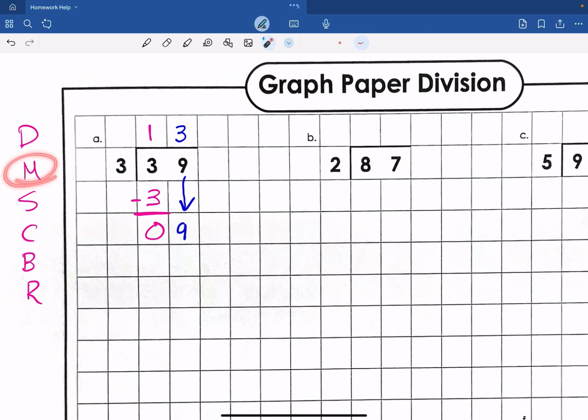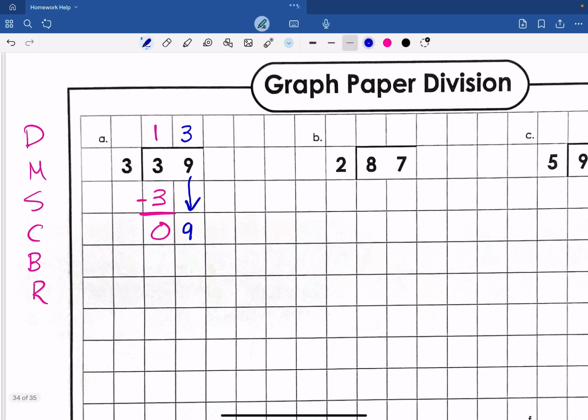Now I'm ready to multiply. 3 times 3 equals 9. So I write it underneath this other 9. And now I'm ready to do my subtract step. 9 minus 9 equals 0. We did our subtract. Let's check. Is this 0 less than this 3? Yes, it is. So we pass the check.